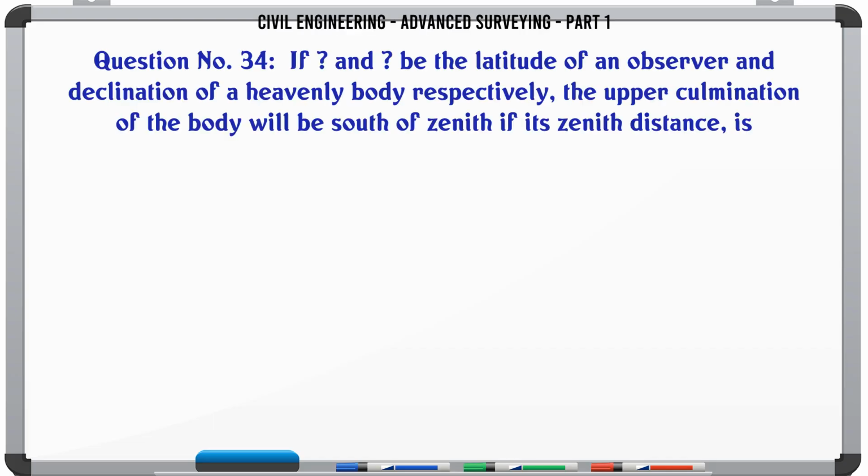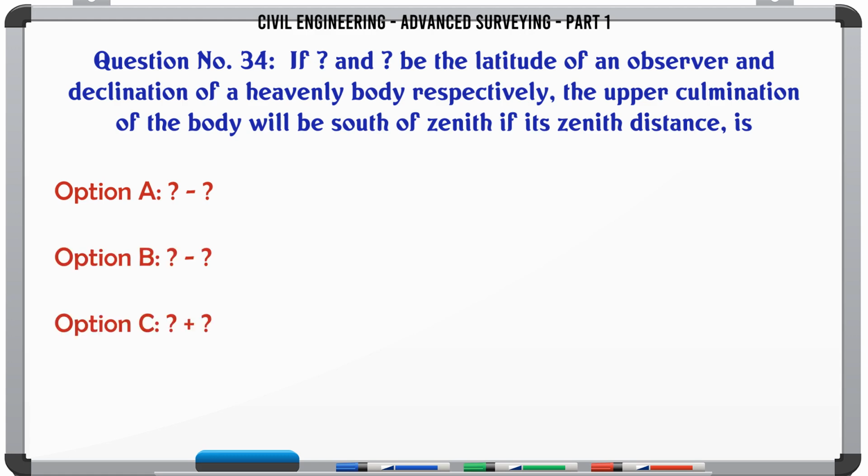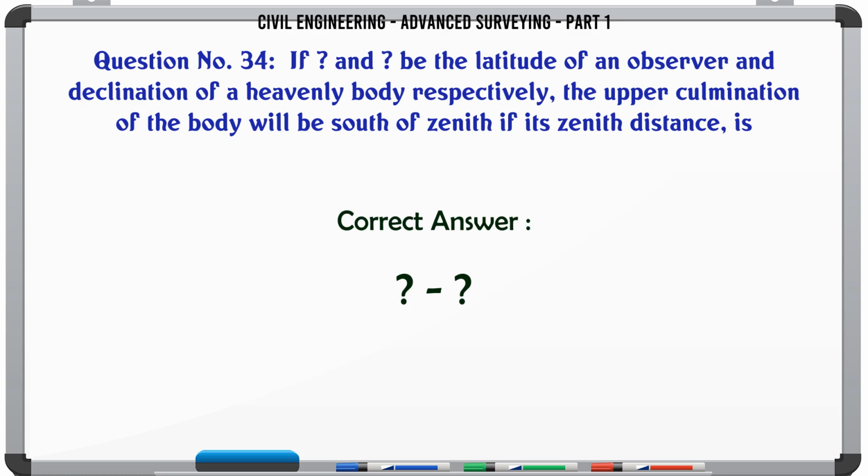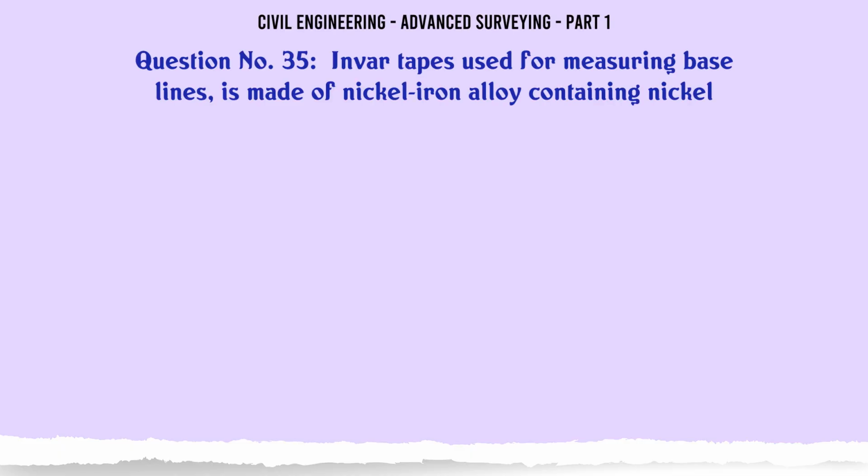If L and D are the latitude of an observer and declination of a heavenly body respectively, the upper culmination of the body will be south of zenith if its zenith distance is A. L, B. D, C. L, D. L plus D.